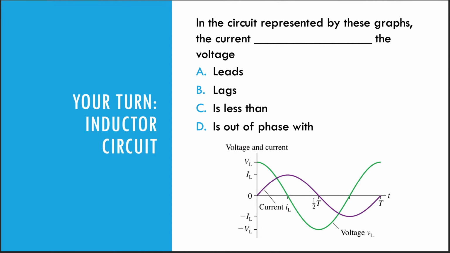Let's look at this question. In the circuit represented by these graphs, the current blanks the voltage. So if the voltage leads the current, that means that the current lags the voltage. So this was just rewording what we saw in the previous slide.